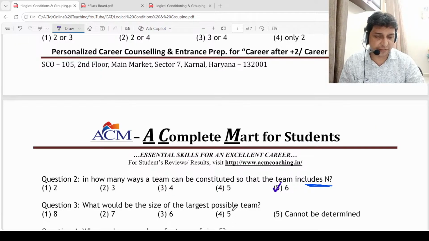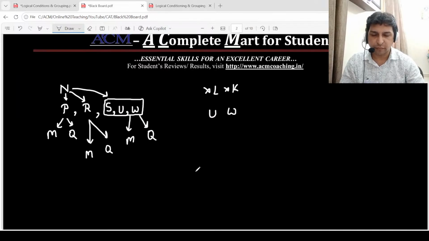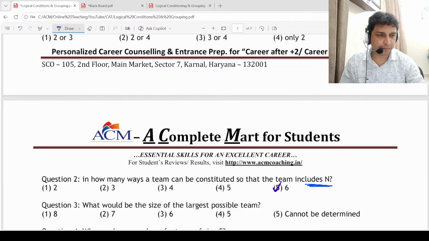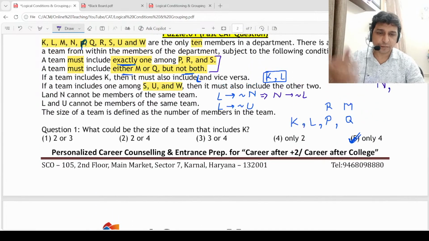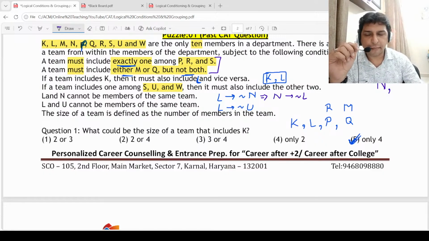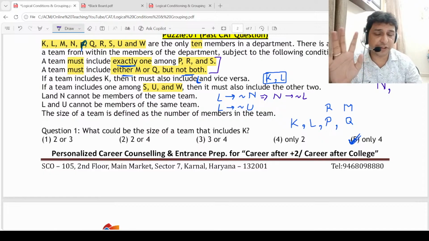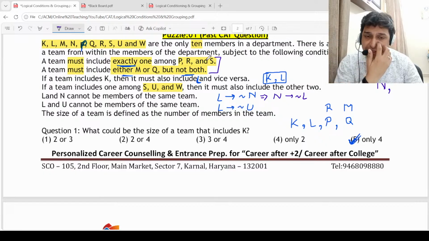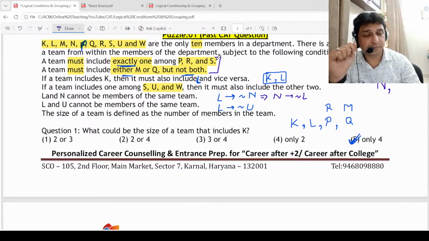Now what will be the size of the largest possible team? Think about it. These are the clues given to you. One thing is very much sure. If we want to make the largest team out of P, R, S, we should have S. So we can have U and W along, right?